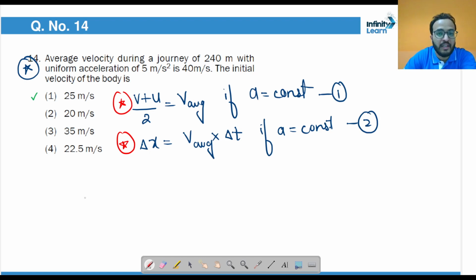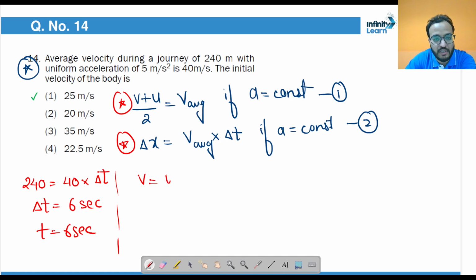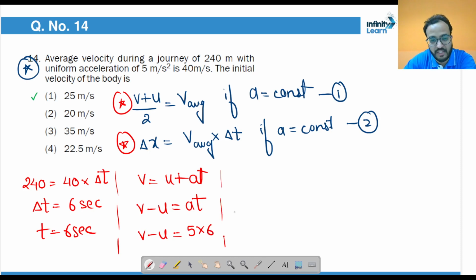They have used both these factors in this question. They have asked you, if the average velocity is 40 and the displacement is 240. So first of all, we'll find out the time. 240 is equal to 40 into delta t. So time spent is 6 seconds. So if we say initial time is 0 seconds, overall time is 6 seconds. So after 6 seconds, what is the final velocity? We don't know initial velocity also. So v is equal to u plus at. So v minus u is equal to a into t. A is 5. So v minus u is equal to 5 into 6, which is 30.